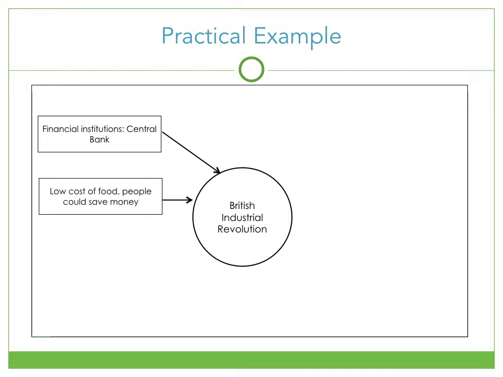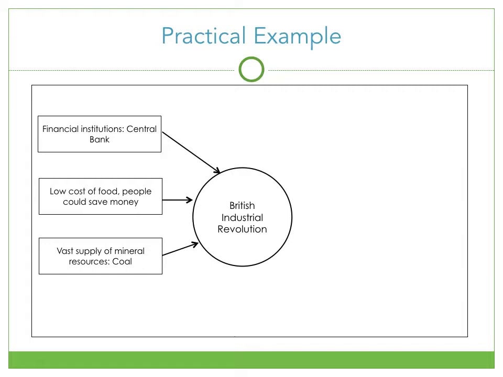There was a low cost of food, so people could save money. Because there was such a farming community, food prices were rather low and people were able to save more of their money, which they could then later spend to start a new business or buy machinery to improve their manufacturing process.